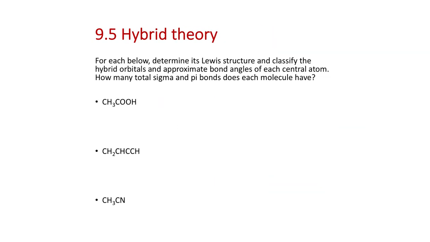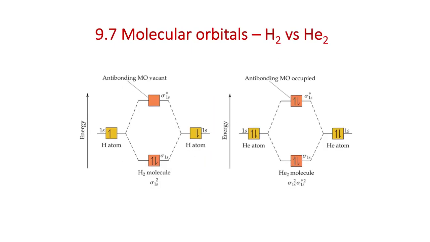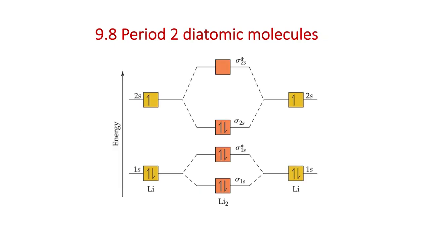Let me allude to one other thing. We're going to finish our chapter 9 discussion on these molecular orbital diagrams. We're going to start to see how diatomic molecules overlap orbitals into these types of diagrams. So that's where we'll finish up on Wednesday to wrap chapter 9 up.